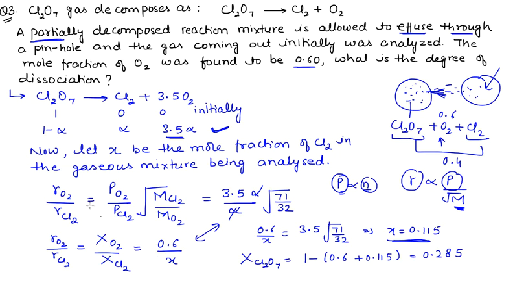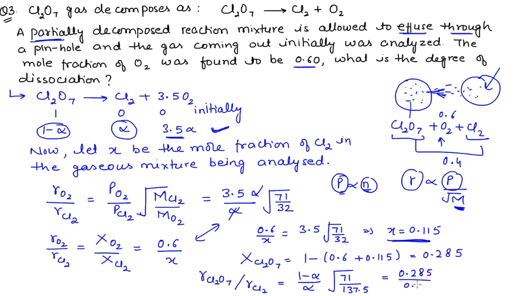So for that, if we apply this rate equation once again, that is the rate of Cl2O7 divided by rate of Cl2. Now it will be, how many Cl2O7 are there? 1 minus alpha, and how many Cl2, dependent on alpha. So it will be 1 minus alpha divided by alpha into molecular mass of Cl2 divided by molecular mass of Cl2O7, that is 71 divided by 137.5. So this rate is also directly proportional to their mole fractions. So what are the mole fractions? 0.285 divided by 0.115. So solving here, you will get your alpha is equal to 0.2.